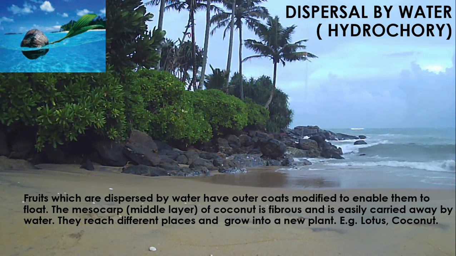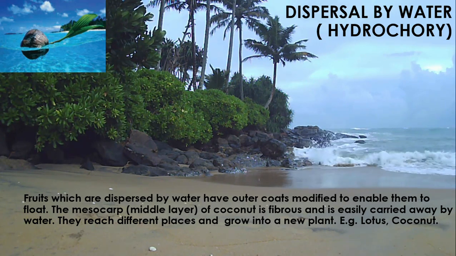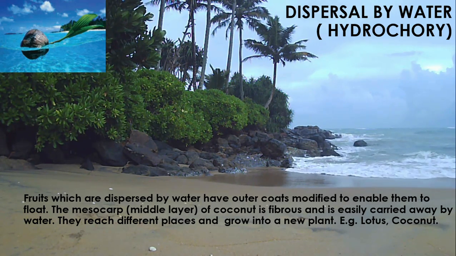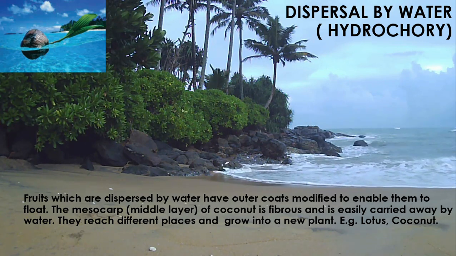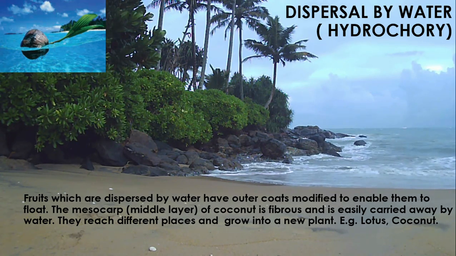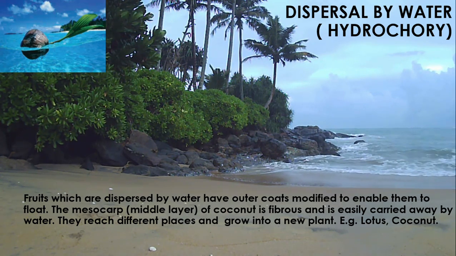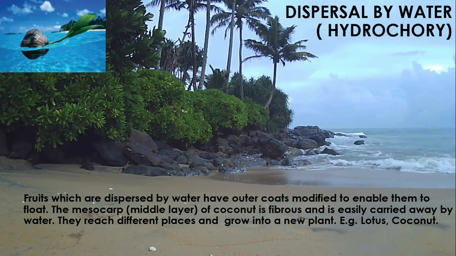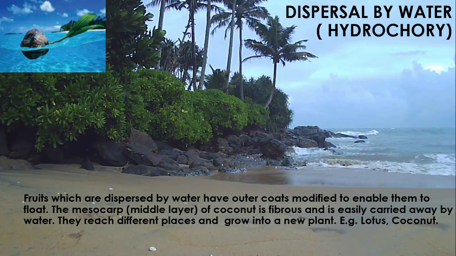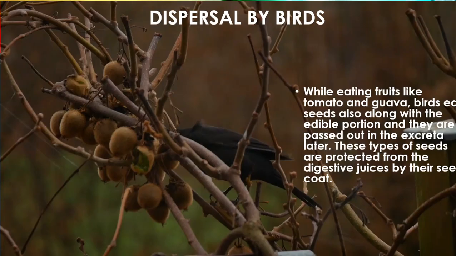So when it reaches an island, like a small island, where the plant goes, you can see it uses that fibrous coating shell to move from one place to another, and there it will reach the sandy area, and you will have a new plant. Examples are lotus and coconut.